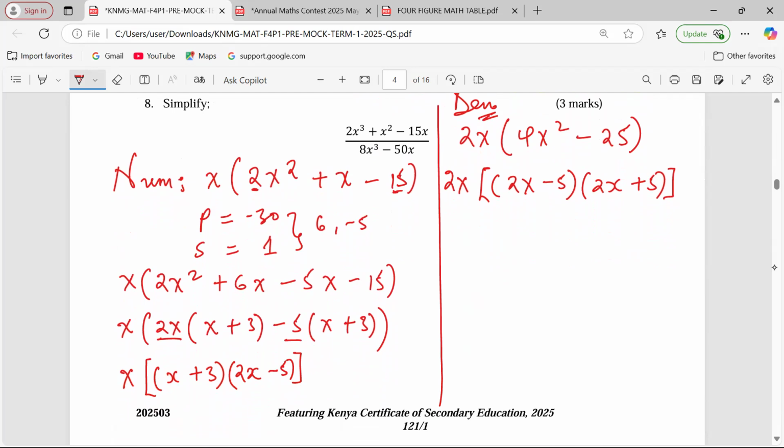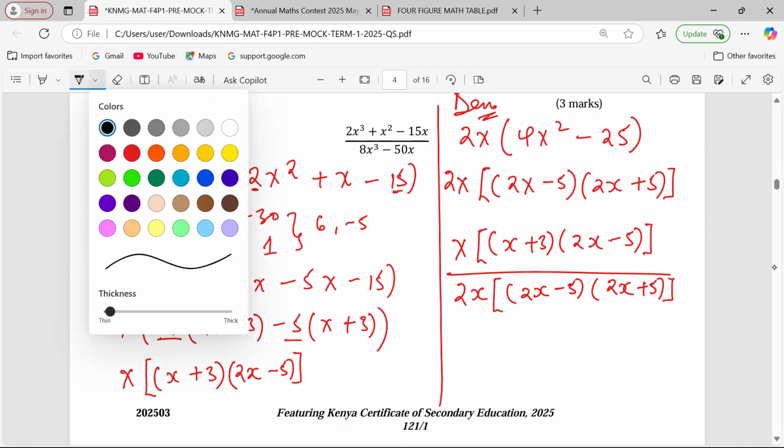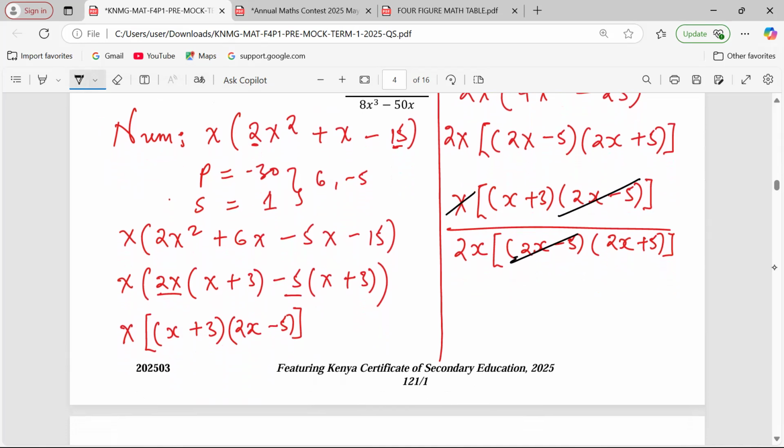So now we can look at a combined expression: x plus 3, times 2x minus 5, out of 2x times 2x minus 5 times 2x plus 5. With this, we can talk about what is common here. You can see 2x minus 5 is common together with this, so that one factors out. And also x and x cancel out, such that outside the brackets, what we're having is a half. So we'll talk about x plus 3 out of, there is a 2 here, 2 times 2x plus 5. That way, this is now the simplest form of the above expression.